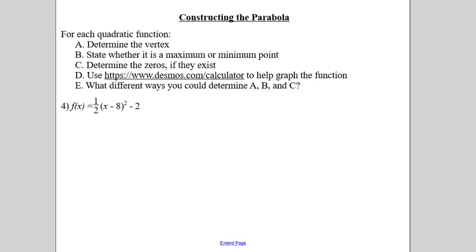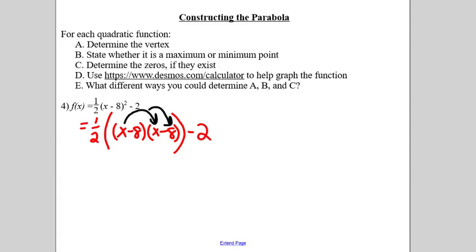All right, number 4, before we can find anything algebraically, we need to put it in general form. So the first thing is I need to expand the x minus 8. So I really have this as x minus 8 times x minus 8, and then the minus 2. I need to deal with that exponent first. So again, I got to double distribute.